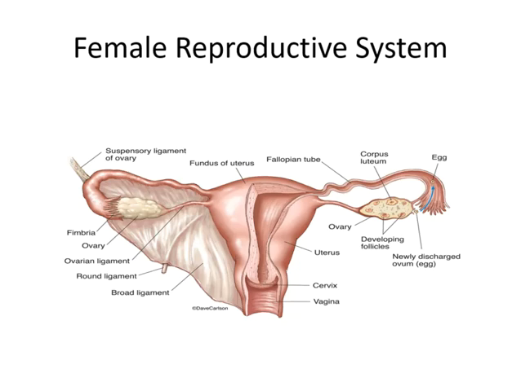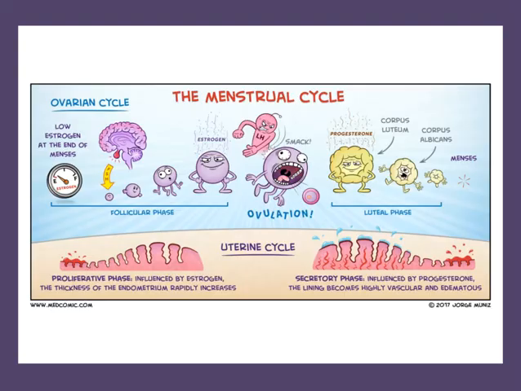The ovaries secrete estrogen and progesterone, and they supply the egg or the gamete in each cycle. Lactation is done by the female breast. The mammary glands develop under the influence of estrogen. That is all about the female reproductive system.